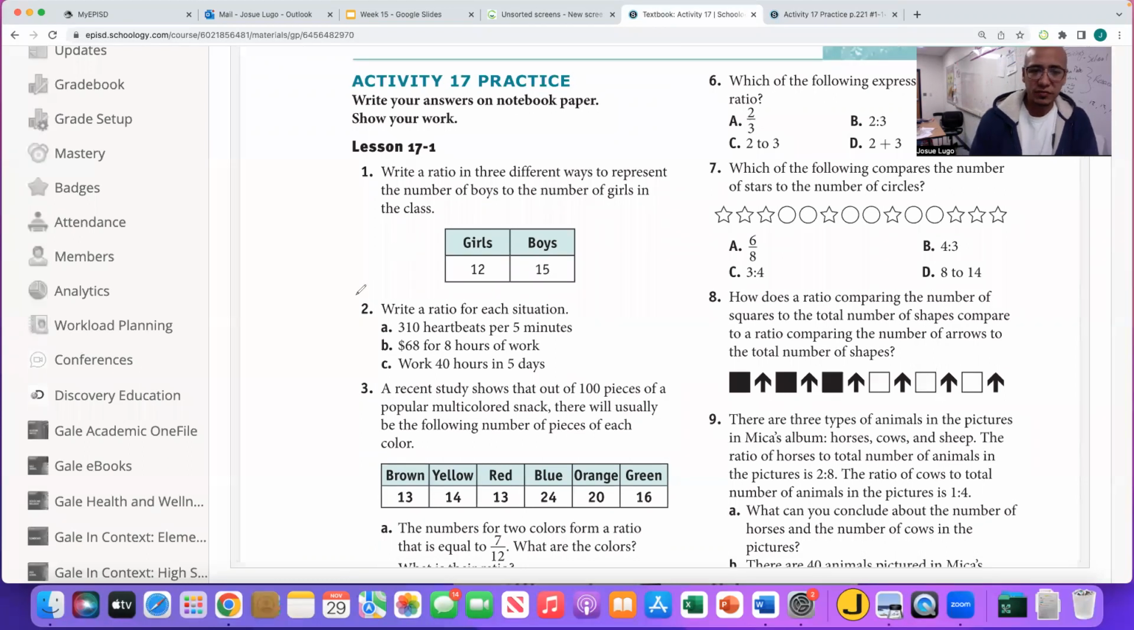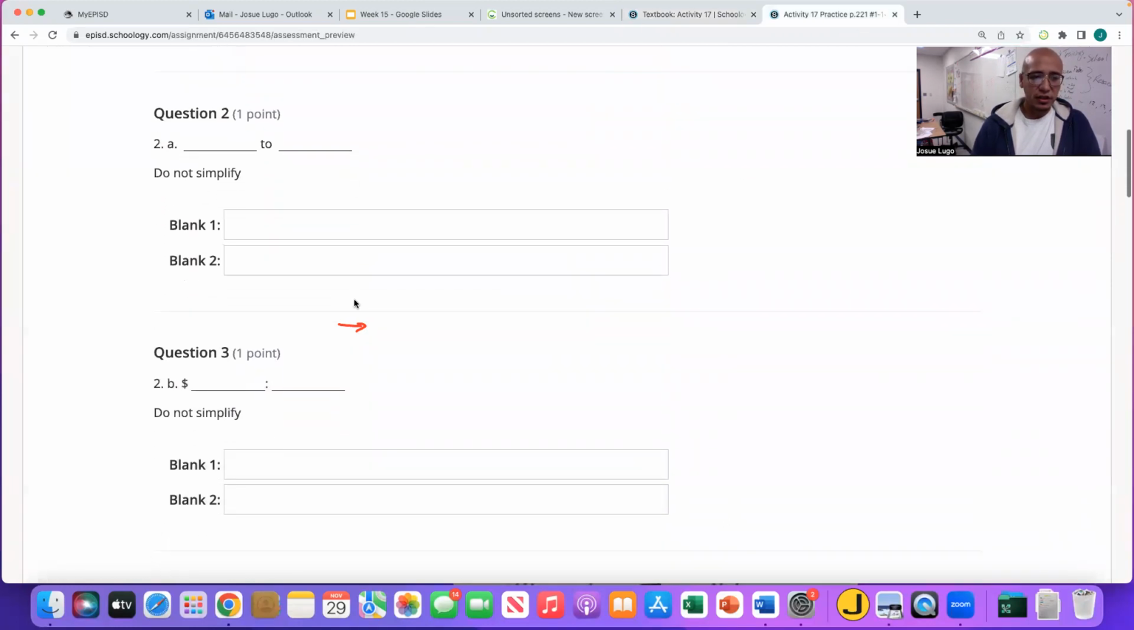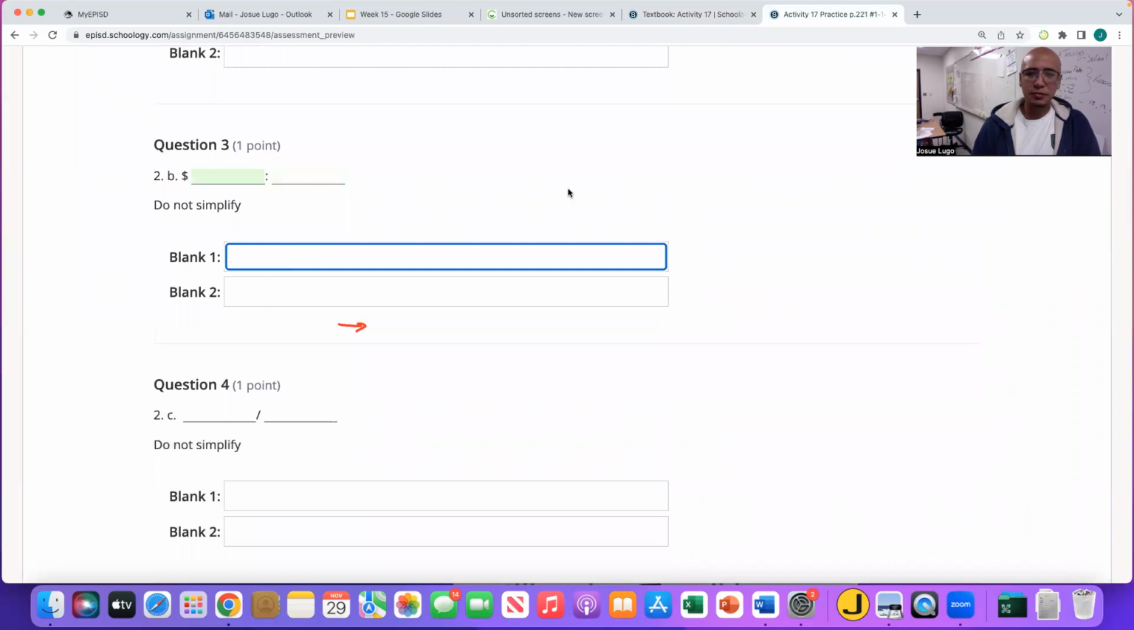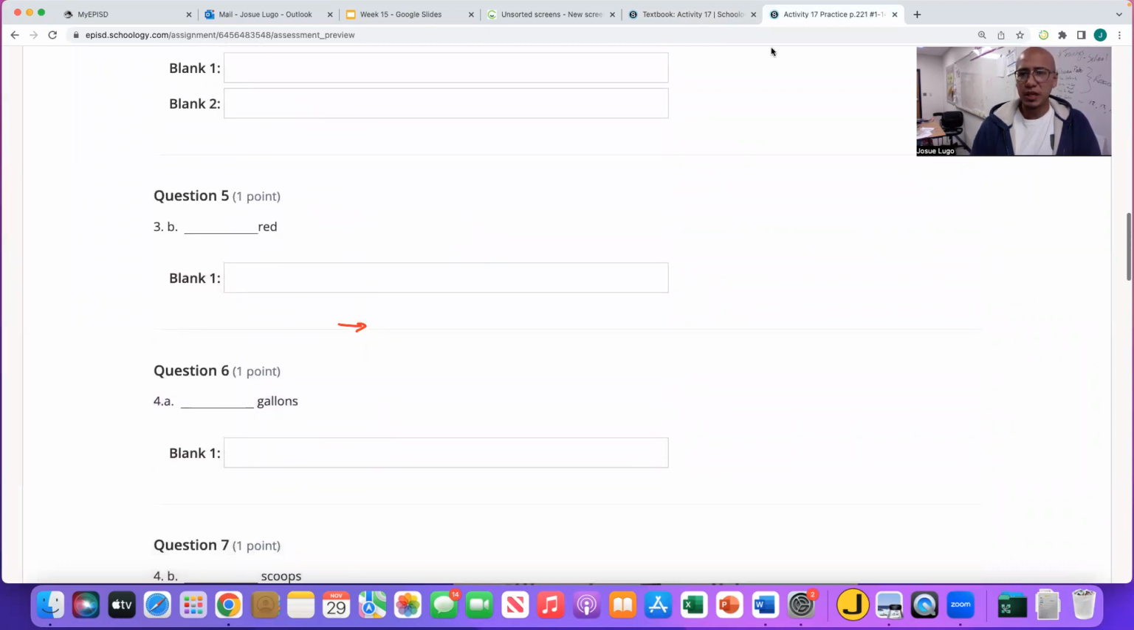Notice that now they're asking for the ratio for 310 heartbeats per 5 minutes. So that's a ratio. That's two things that we're comparing, heartbeats to minutes. B, $68, so dollars for 8 hours, dollars and hours. And then here we have work 40 hours in 5 days. So those are three different ratios, and you're simply going to write those in each of the blanks for these following problems. But let's go on to number 3.